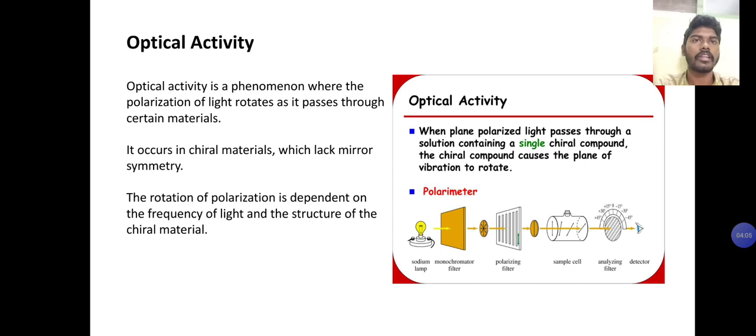Optical activity. Optical activity is a phenomenon where the polarization of light rotates as it passes through certain materials. It occurs in chiral materials which lack mirror symmetry. The rotation of polarization is dependent on the frequency of light and the structure of the chiral material.